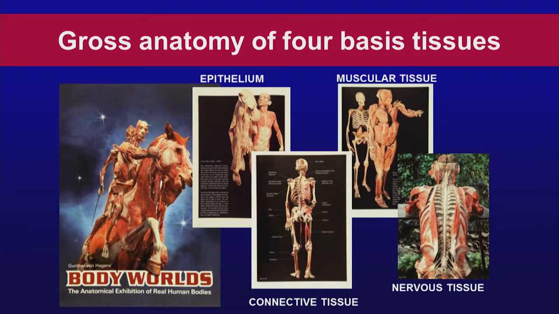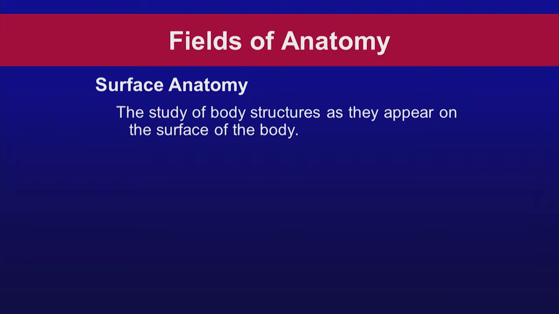And here we can see those four types of tissues as you see them grossly with gross anatomy. You can see the skin, the epithelium, the muscle, where the muscle has been taken off the skeleton, and then you can see the connective tissue is the bones, and then the nervous system, the nerves coming off of the spinal column.